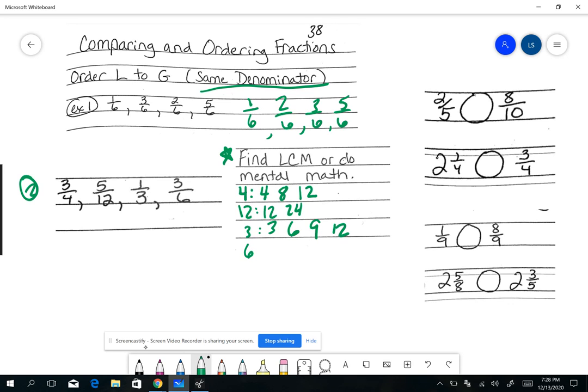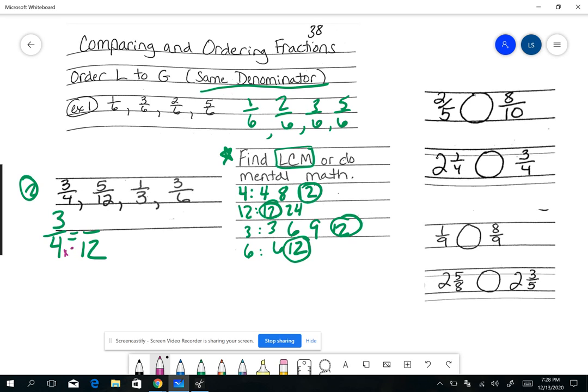Now, hopefully you get to the point where you don't have to do this at all. You can just think, well, I know all of those numbers go into 12, and that makes it a lot faster than listing all the multiples. But you can see that they all have 12 as a common multiple. All right, so you want to set each one of these equal to 12 so that you're making equivalent fractions.